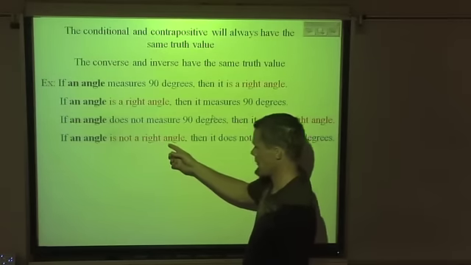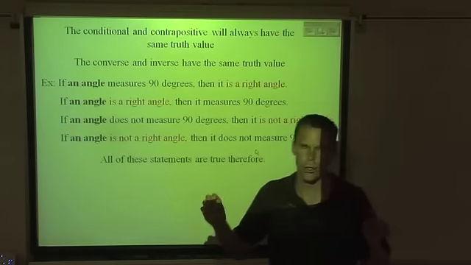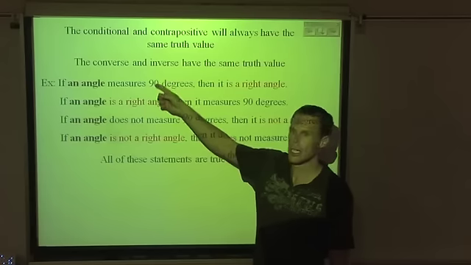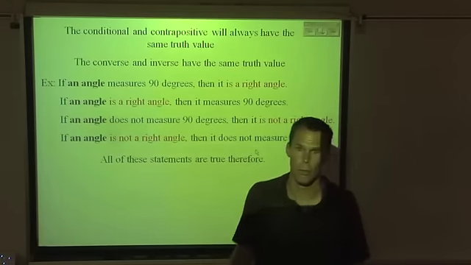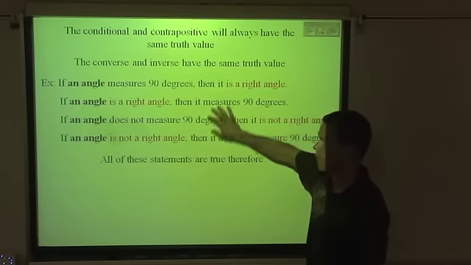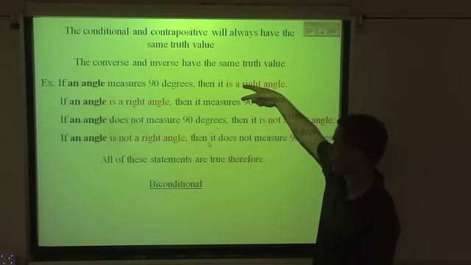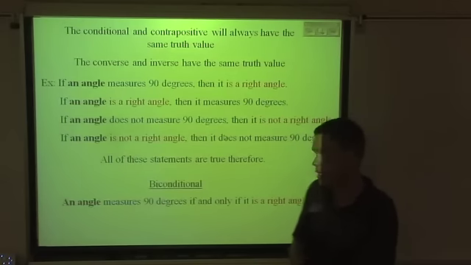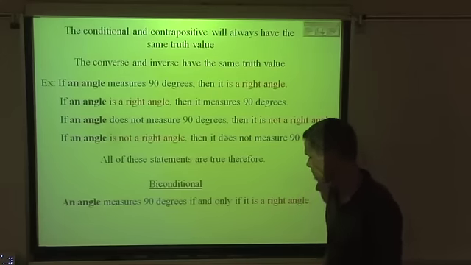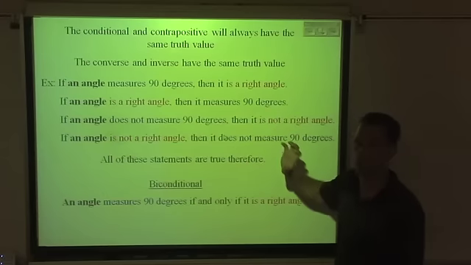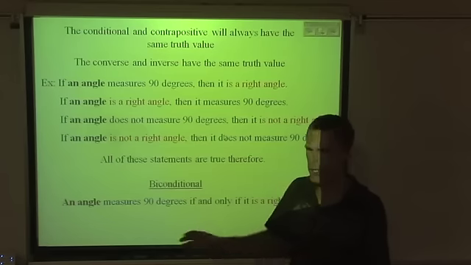If an angle is not a right angle, then it does not measure 90 degrees. All four of these statements are true. All that mattered was the original and converse were true, so therefore the inverse and contrapositive must also be true. If all four are true, we have a biconditional, which was caused just by the first two. An angle measures 90 degrees if and only if it is a right angle. We've seen this statement before. Okay, as we move on, we're going to take one more look at the conditional, converse, inverse, contrapositive, and how they are linked.